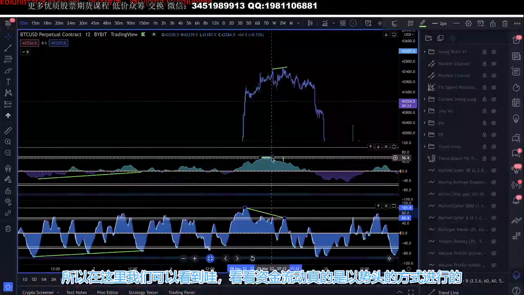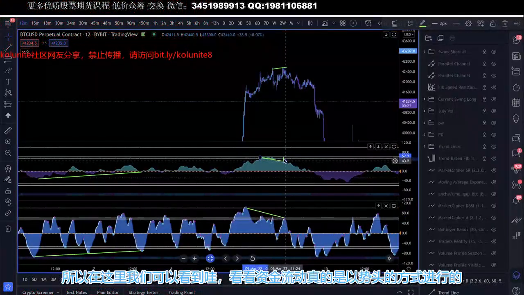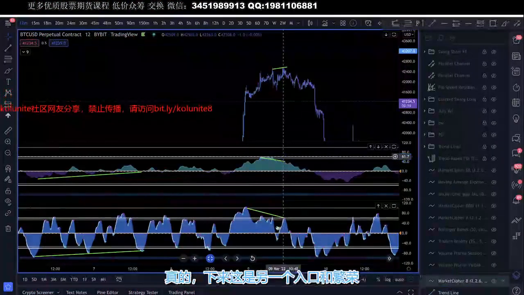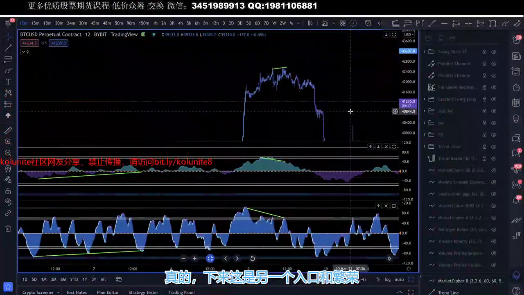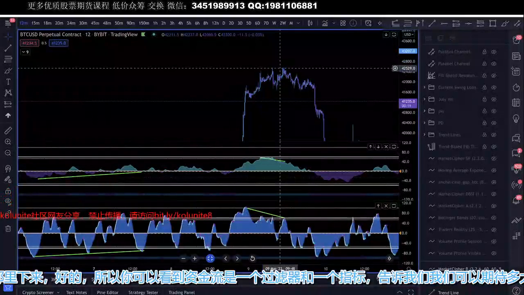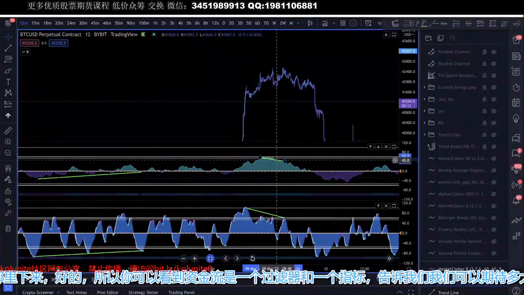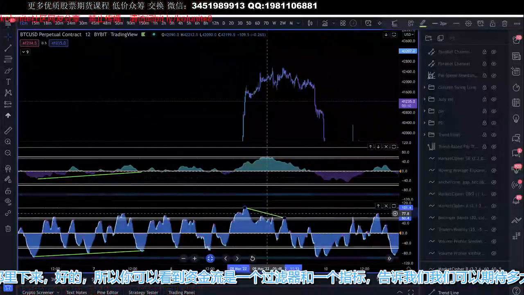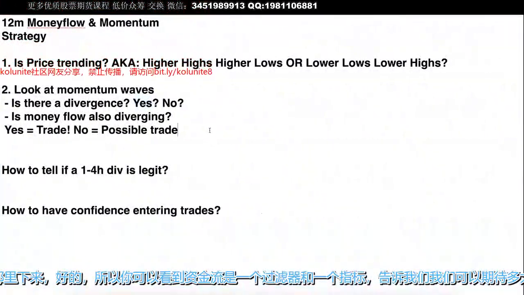Okay, so here we can see, wow, look at that. Money flow is really coming down. The momentum wave is really coming down. This is another entry, and boom, we come down from there. Okay, so you can see the money flow is acting as a filter and a gauge to tell us how big of a move we can expect.